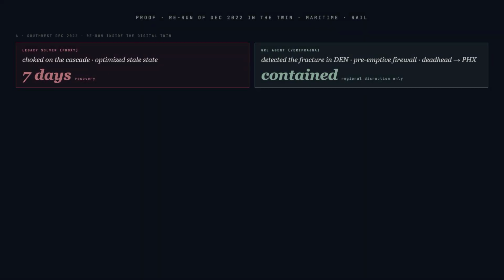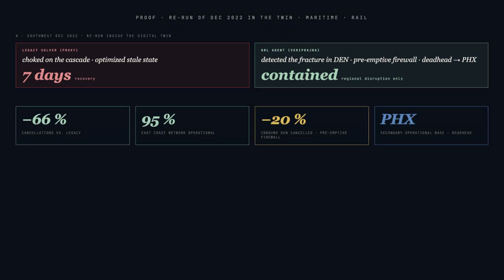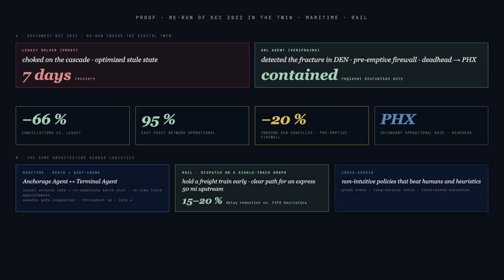We reran the December 2022 crisis inside our digital twin. The legacy solver, fed the same lagging data, choked on the cascade. Recovery time, 7 days. Our graph reinforcement learning agent saw the point-to-point fracture emerging in Denver hours before the wider network noticed. It executed a preemptive firewall, canceled 20% of inbound Denver flights early, and deadheaded crews to Phoenix to create a secondary operational base. The disruption was contained. Total cancellations were reduced by 66%. The East Coast network remained 95% operational.